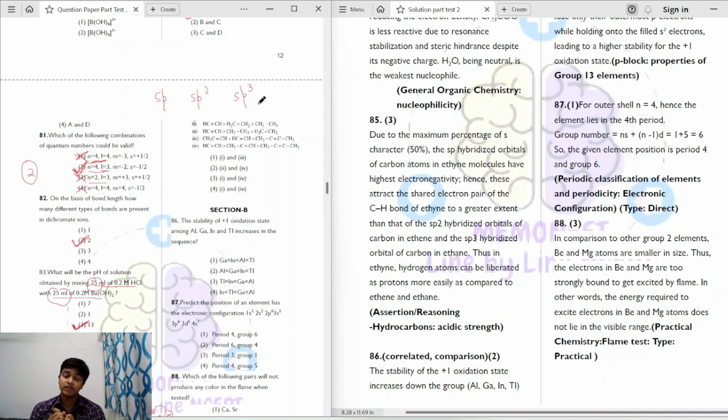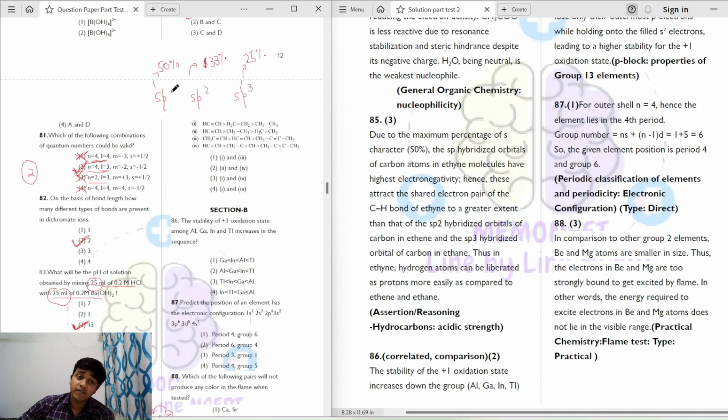The electronegativity should be very high. So if we take a look, in sp we have a 50% s character. In sp2 we have how much s character? Sorry, in sp2 we have a 33% s character, and in sp3 we have a 25% s character. So the s character is decreasing, which means that the electronegativity will be decreasing.